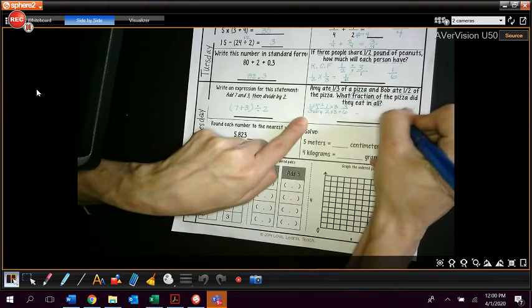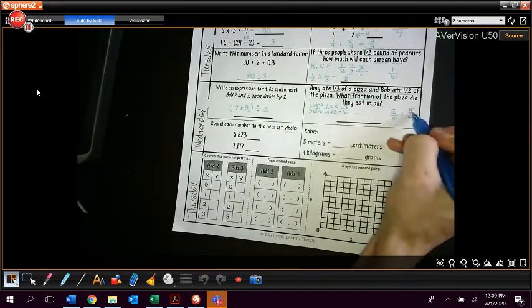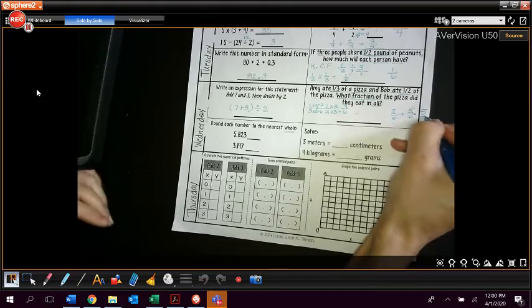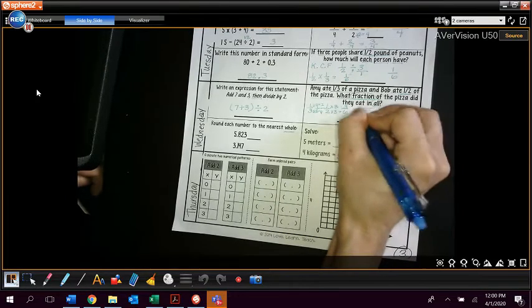So I'm going to write it on this side. Now I'm going to be able to add. 2 plus 3 gives me 5, and then our denominator will stay the same. So our answer for this would be 5/6.